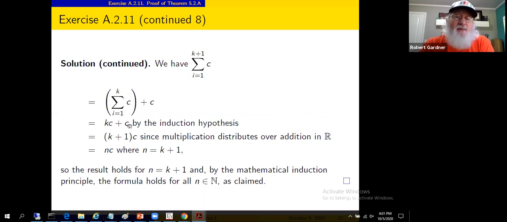So we got k times c plus c. Let's factor c out, leaving us with a k plus 1. Set n equal to k plus 1. That's n times c, and that's the formula. So the formula holds for n equals k plus 1, and by induction, holds for all natural numbers. Induction is very useful stuff to establish some things maybe that aren't quite so clear. This particular exercise contains some fairly unsurprising results.